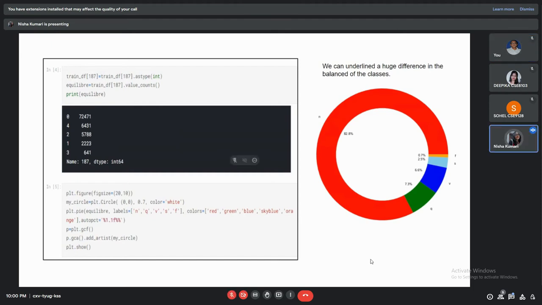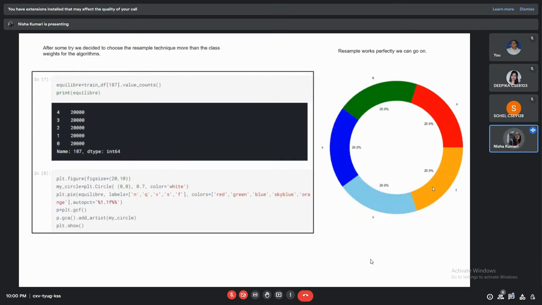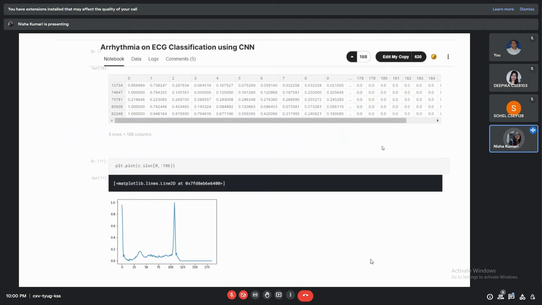All right. So first, we have tried to balance the classes. We have taken 5 classes. I'll show it while we code it. We can see that the classes aren't balanced equally. So we tried to resample, and after resampling the data set, we see that our classes get perfectly balanced. So now we can work on our data set.